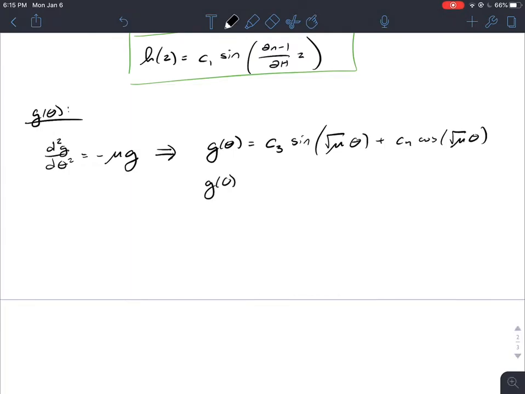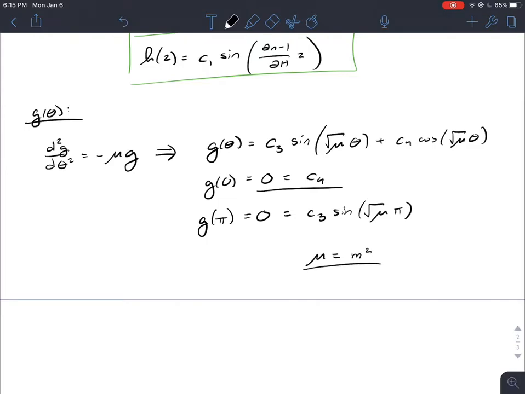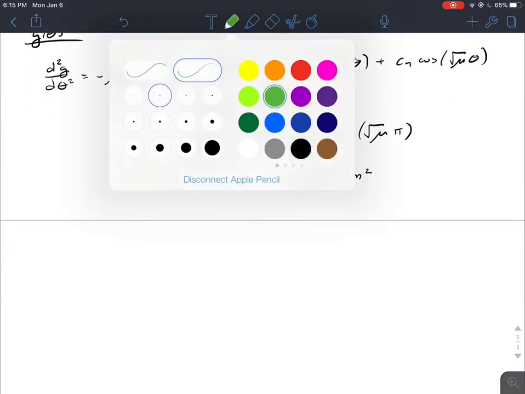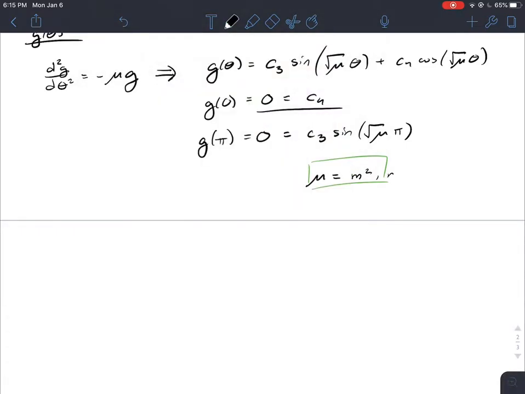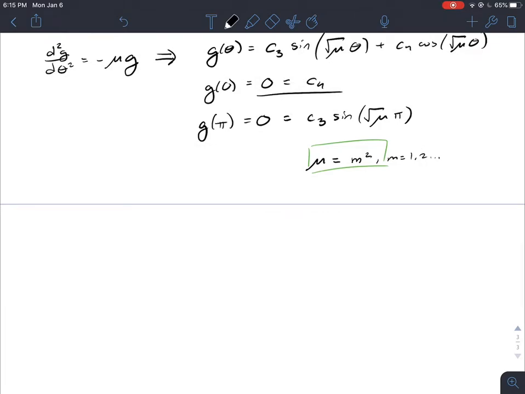Let's plug in the first boundary condition, which states that at 0 we're equal to 0, and that tells us that c4 is equal to 0. And the other boundary condition is at angle pi, we're also equal to 0, and this gives us the standard eigenvalue relationship. And this consequently tells us that mu is simply equal to m squared. Let's box that in green because that's important. Where m starts from 1 and goes on to infinity.